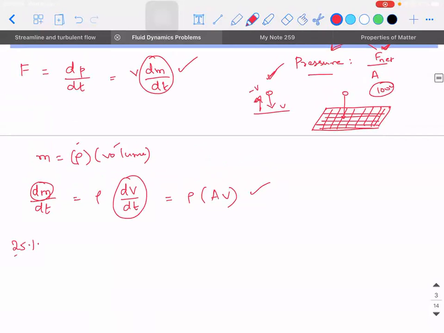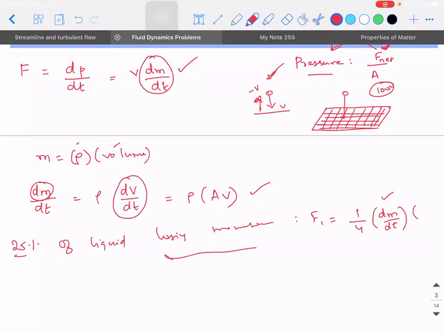So the 25% of the liquid losing momentum will cause a force of how much value? It will be 1/4 of dm by dt. Correct? Are you able to understand this point? Why I wrote 1/4? Because 25% is 1/4. 1/4 of dm by dt into what is the change in speed of that particular liquid, the first 25% liquid which is losing its momentum. Initially it had velocity v, finally it has a velocity of 0.